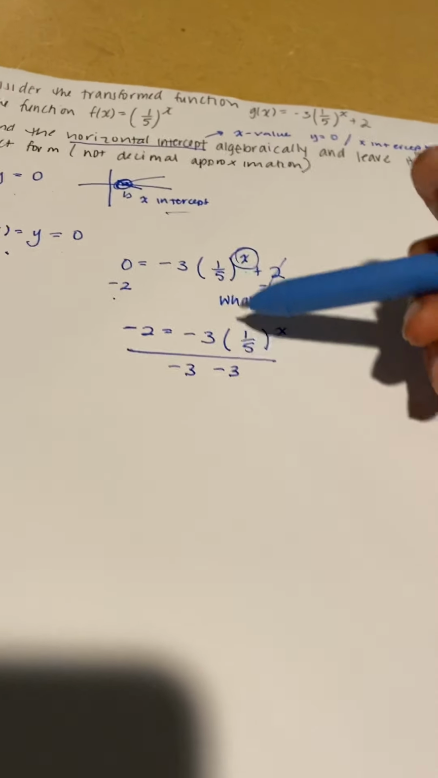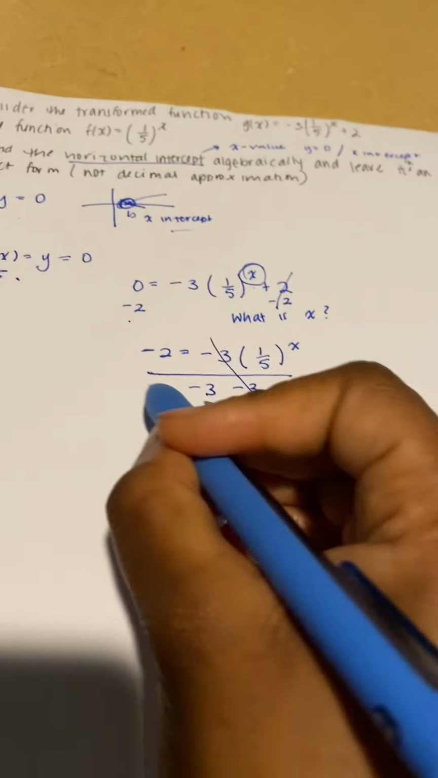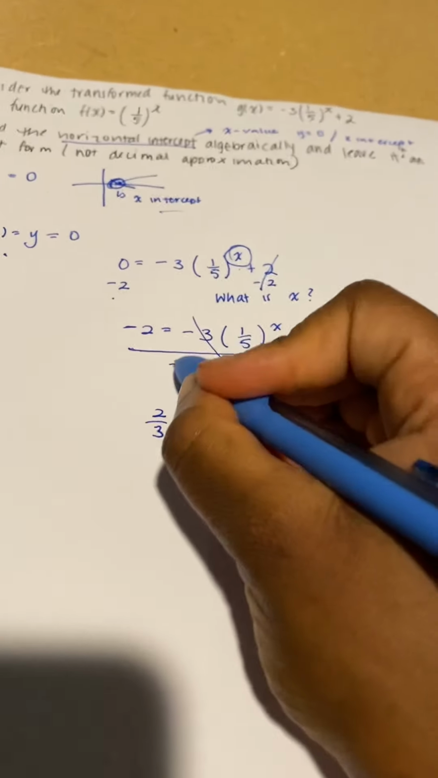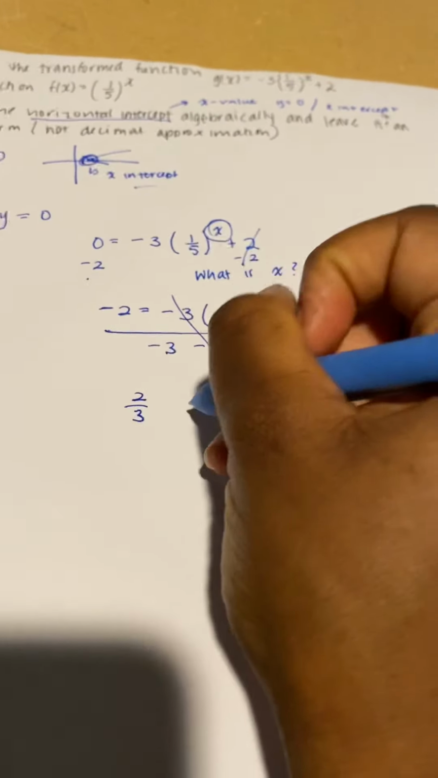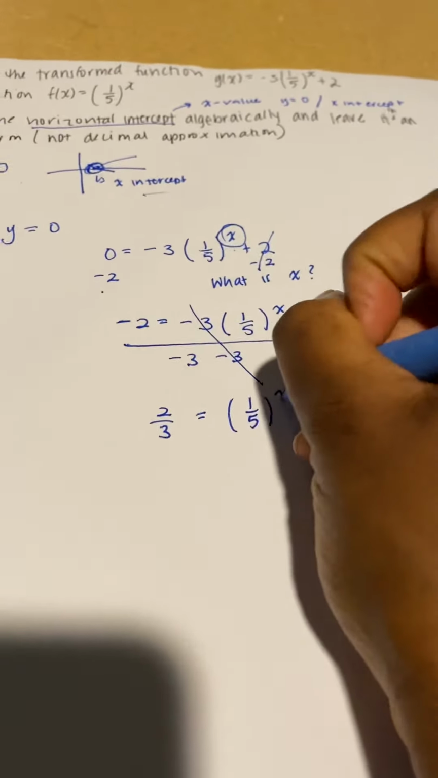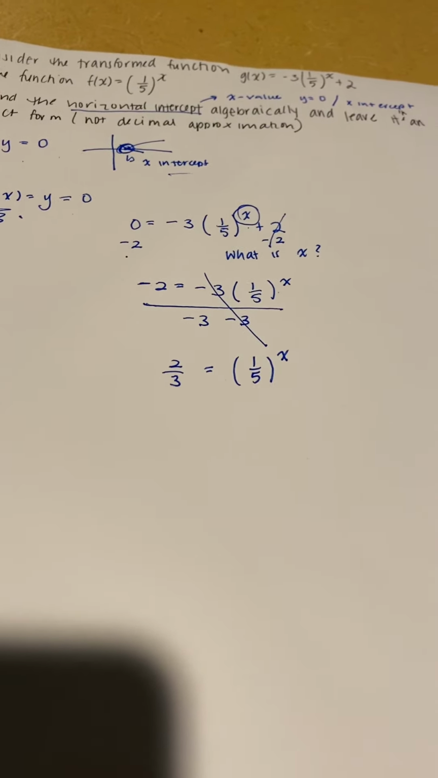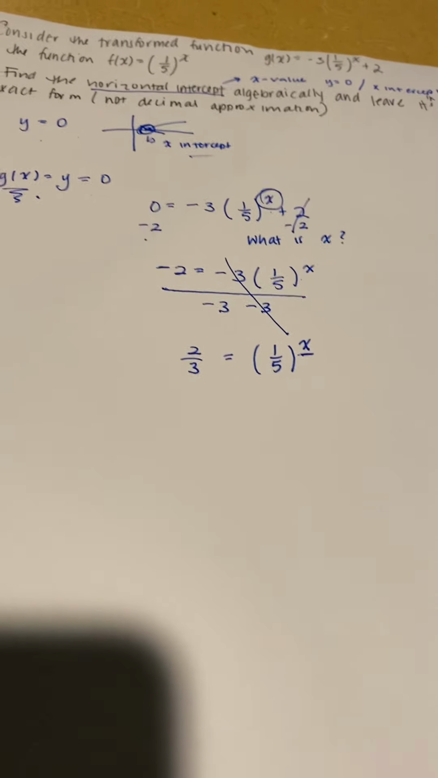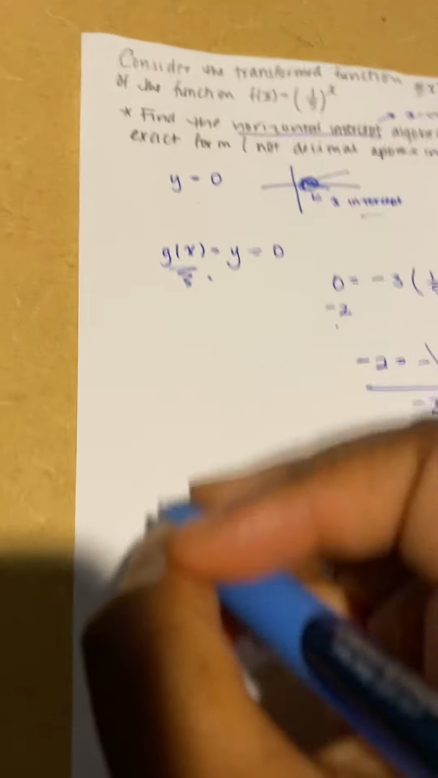When we divide by -3 on this side, it will cancel out. And then when we divide by -3 on this side, it will be 2/3 because the 2 negatives cancel out to become a positive. So 2/3 equals (1/5) to the x power. Now this is where our log rules come in, because it's difficult to find what x is if x is an exponent. So this is where the log rule, let me write it here.